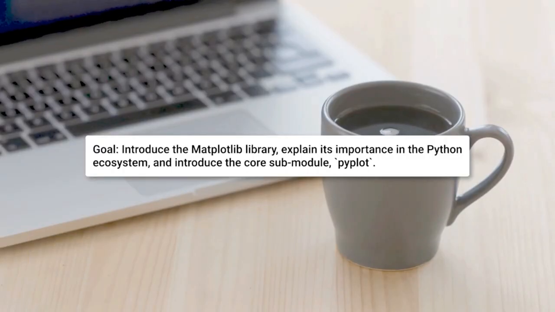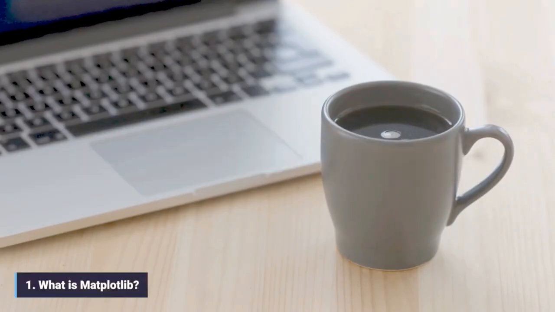1. What is Matplotlib? Matplotlib is a comprehensive library for creating static, animated, and interactive visualizations in Python. It is designed to be highly customizable, allowing you to create publication-quality figures, charts, and plots. Think of it as the original core drawing tool for Python data science.